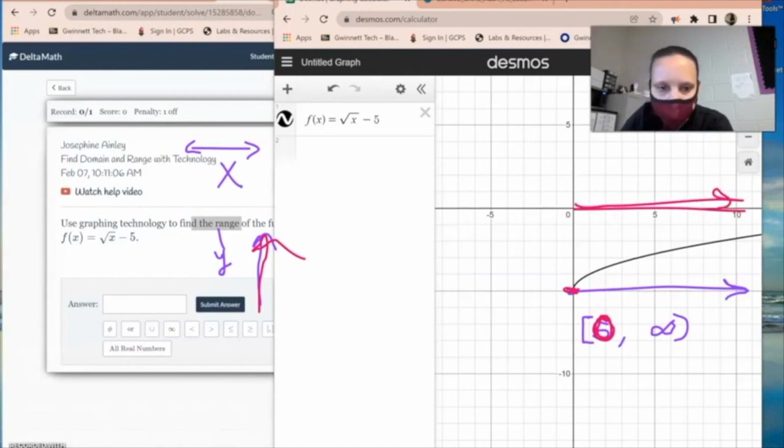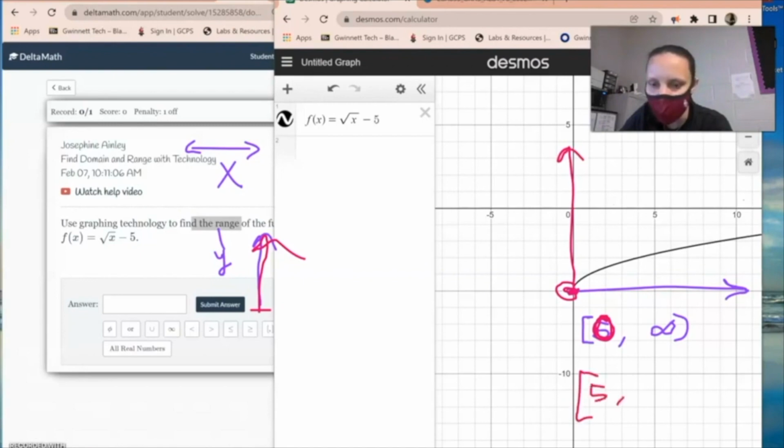And then my range is my Y values. Okay, so starting from here, the bottom, so starting from the bottom to the top. So it starts at 5 and it goes this way forever because this graph keeps going up and up and up and up. So it starts at 5. And it goes towards infinity. And I'll do another question just in case I confused you on this one.